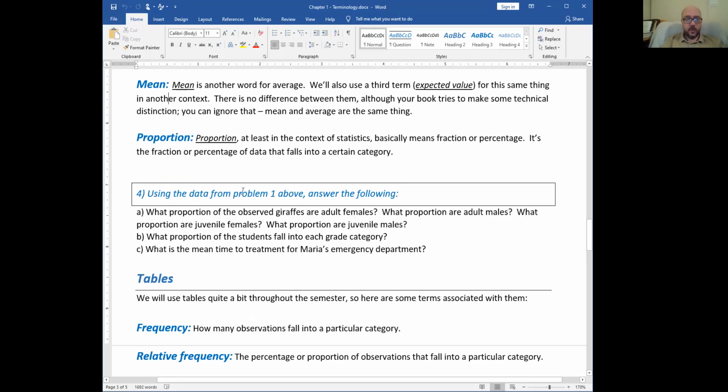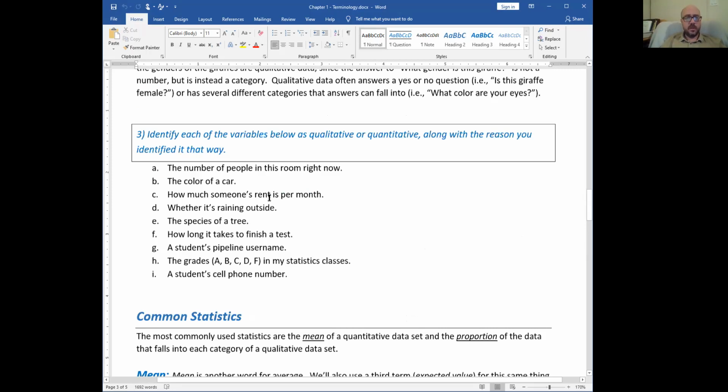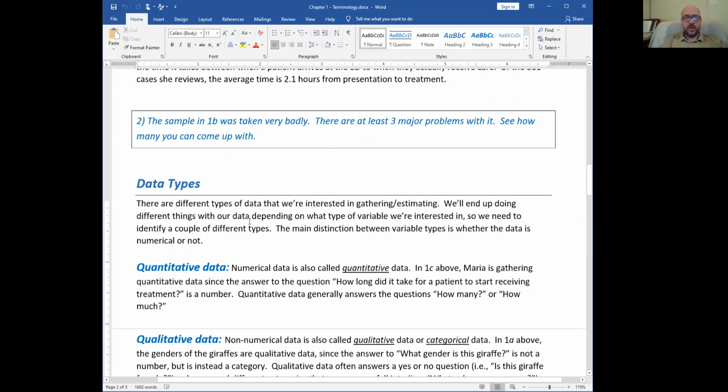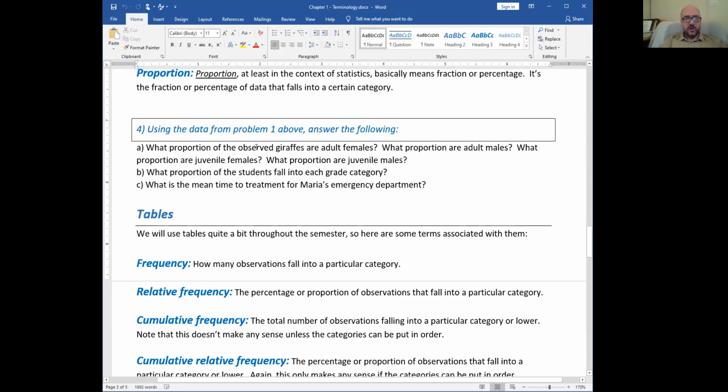All right. I want to do number 4. So using the data from problem 1 above, so this problem up here with that A, B, and C, I want to answer these questions. What proportion of the observed giraffes are adult females? What proportion are adult males, et cetera, et cetera.